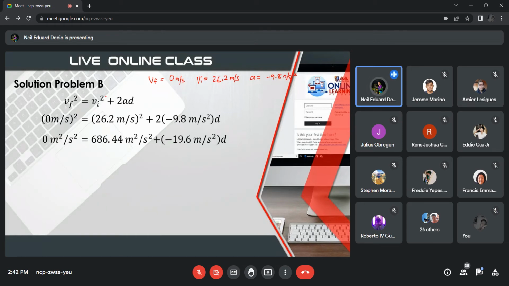Looking for the displacement, let's just simplify. The first thing we do is use the exponent. So this would automatically be 0. And then here, we have to multiply 26.2 meter per second by itself, including the unit meter per second. That is how we got 686.44 meter squared per second squared. And then, I just multiplied 2 by negative 9.8 meter per second squared, so we got negative 19.6 meter per second squared, and then copy the d.